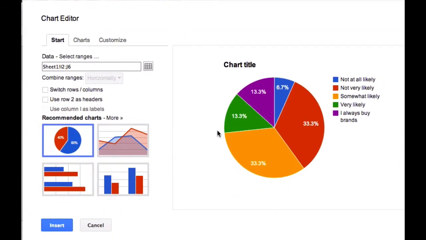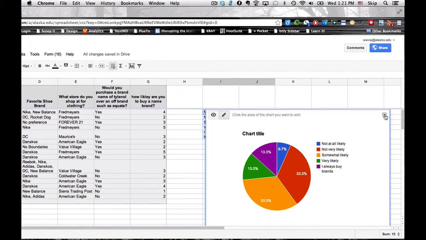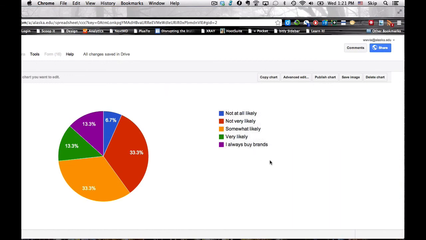Notice that it defaults to a pie chart because the labels are included there, and it gives us only 5 choices: not at all likely, not very likely, somewhat likely, very likely, and I always buy brands. And it automatically calculates the percentage of the people that answered that question in that way. So if you choose this as your chart and we insert it and put it on its own sheet, and that works perfectly well as an option for charting the data that you got from your spreadsheet.